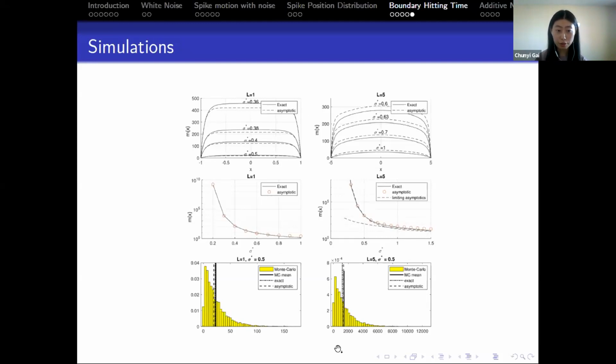For the last row, we did Monte Carlo simulation of the GM model. Basically, we have a spec started at the middle, and we run the simulations until the spec hits the boundary. Then we record the hitting time and repeat this process about 10,000 times to generate this distribution. The black lines are the mean value of the distribution. The solid line is the true mean value, obtained by numerics, and the two dashed lines are obtained by our analysis result.